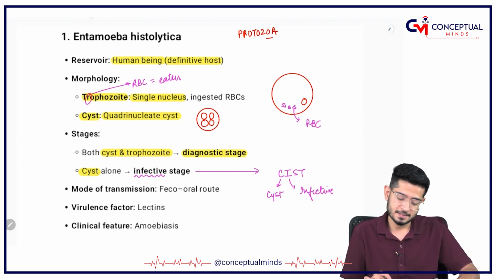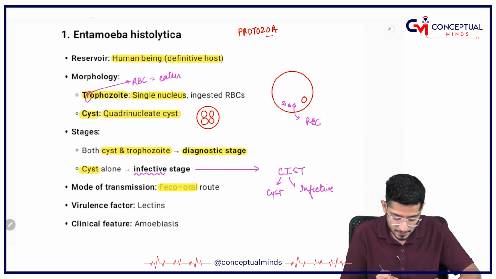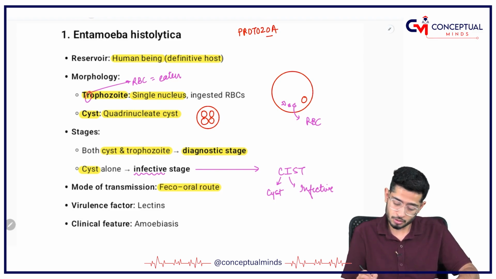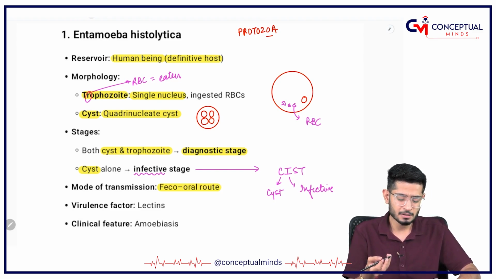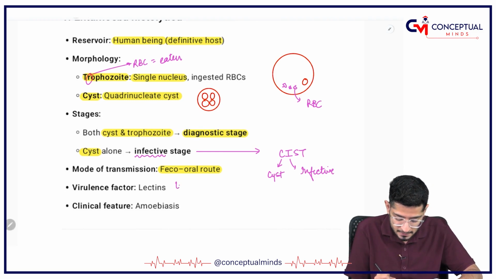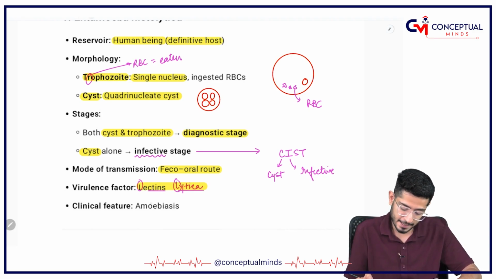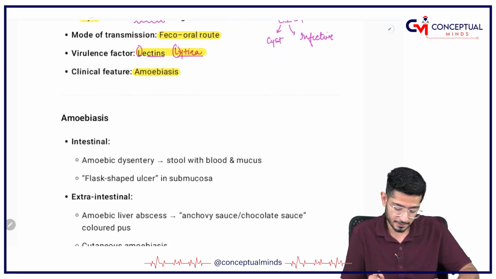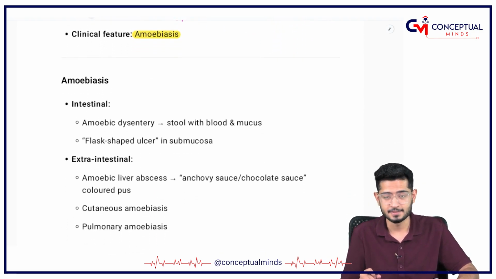The mode of transmission, how is it transmitted? It is transmitted by the fecal-oral route because it is Entamoeba histolytica going inside the intestine. Okay, so what is the virulence? Remember histolytica: lytica, L, lectins. So the virulence factor is lectins and the clinical feature will be amoebiasis.